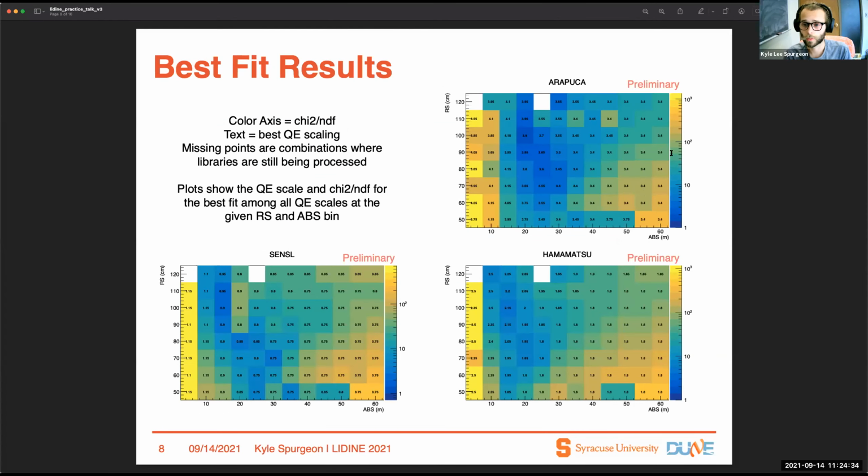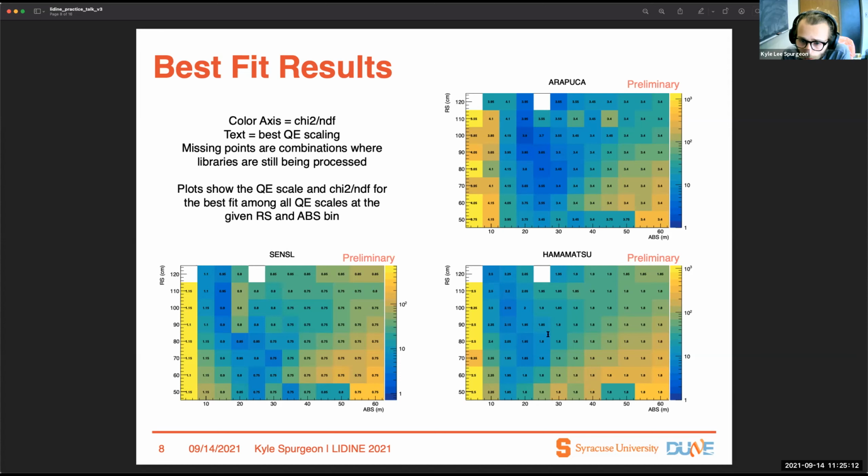So in the full campaign, we went through and did many iterations of this. You can see that we have from 5 to 60 meters of absorption. There's 12 absorption bins, and there's 8 Rayleigh scattering bins from 50 to 120 centimeters. And then there's an implied 4-dimensionality in these plots. The text shows the best quantum efficiency scaling as you run over a variety of quantum efficiency scales. I think for all of them, we did somewhere between 10 and 12 quantum efficiency scales to find the best one. And then the color axis is the chi-squared of that best fit result at that resulting 3-dimensional point, if that makes sense. If it does not, I will clarify, but I think that should make some sense at least.